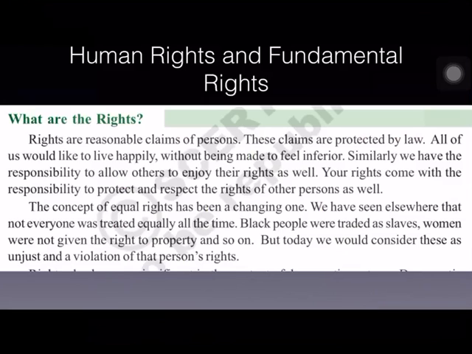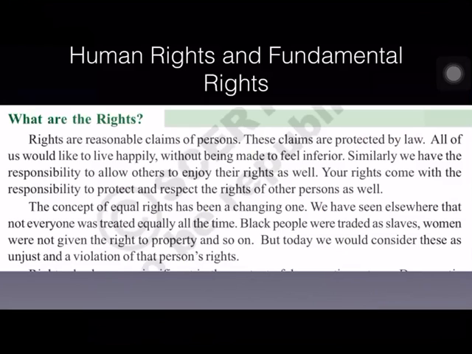Rights are reasonable claims. If people claim something reasonably or genuinely that they want it, it is called a right. And if we want to live happily or comfortably, we should enjoy our rights. Then only we can live happily.